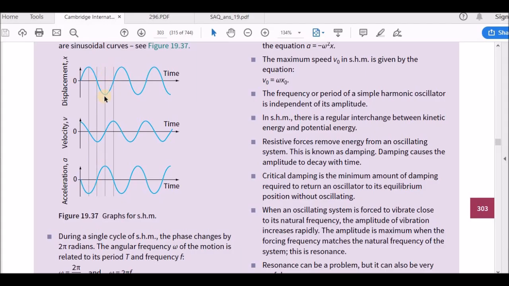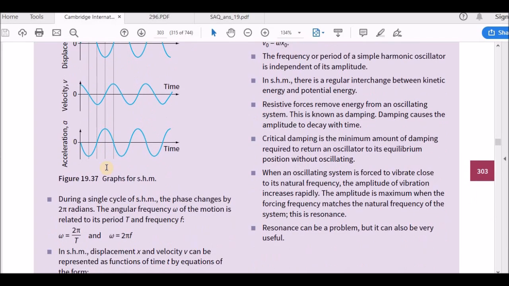Over here gradient is 0, that means velocity is 0. Over here gradient is maximum, positive, so acceleration is maximum and positive.